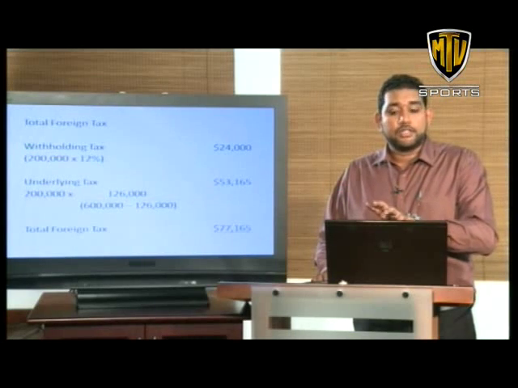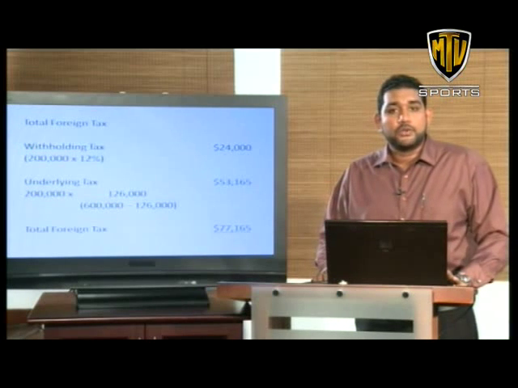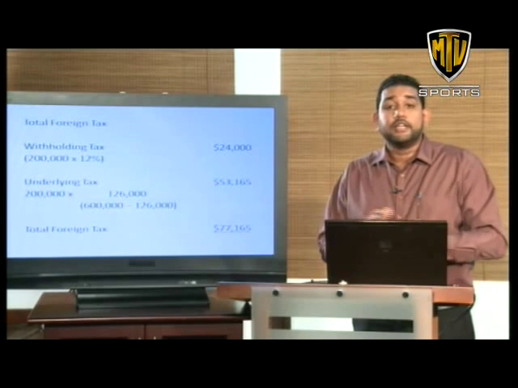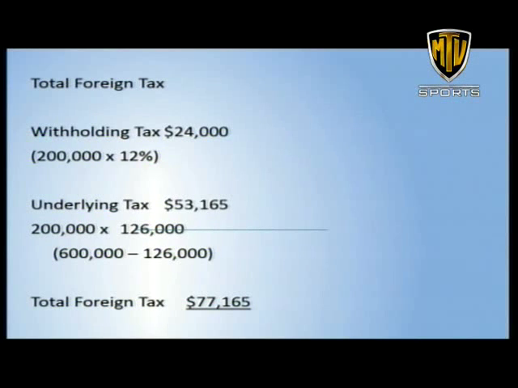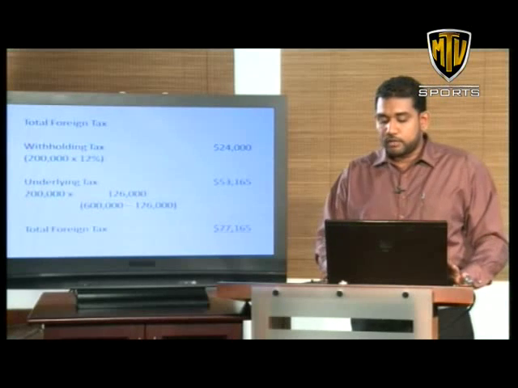Adding this 53,165 to the withholding tax of 24,000, the total foreign tax element is going to be 77,165. So let's revisit the calculation again. Withholding tax and underlying tax are the two foreign taxes that we are supposed to calculate. Withholding tax is 12% of the gross dividend, 24,000. Underlying tax: you take the gross dividend times income tax divided by profit after tax, you get 53,165, and the total foreign tax comes up to 77,165. So that's the first part of the question.